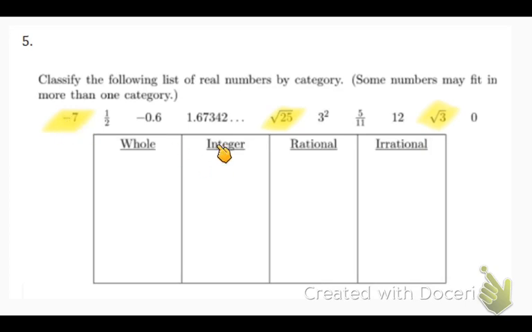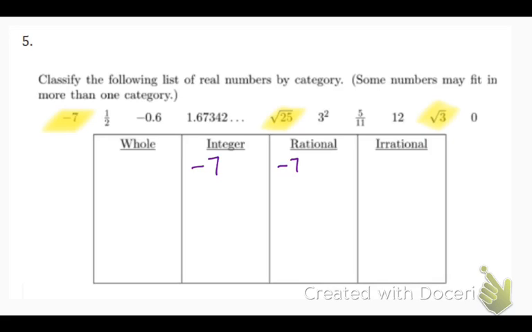So, -7. -7 is an integer, all right? It's not a whole number, because whole numbers are only the positive numbers. So it is an integer, though. -7 is an integer. And if it's an integer, automatically it's also a rational number, because it can be written as a fraction. So -7 should go in both of those boxes.